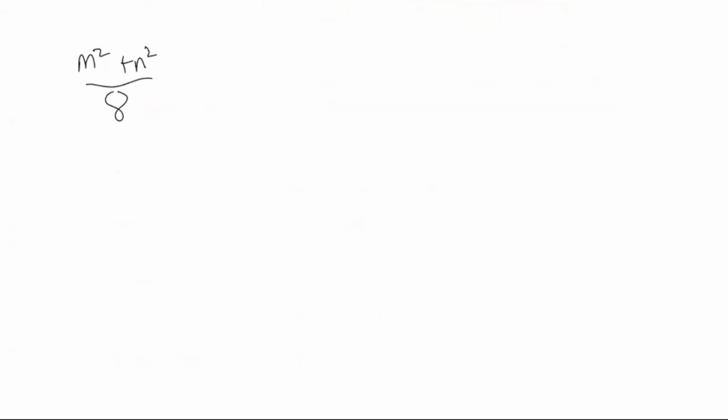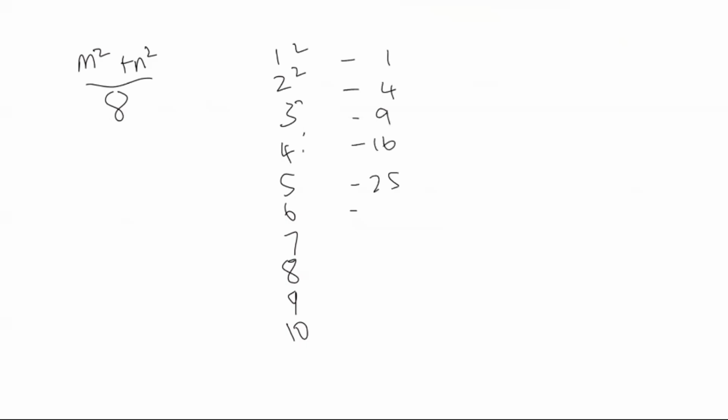First of all, we need to find all the possible remainders that a square has when divided by 8. So let's just list out all our numbers, right? 1, 2, 3, 4, 5, 6, 7, 8, 9, 10. Let's just use the first 10. Now let's square each of these, right? So 1, 4, 9, 16, 25, 36, 49, 64, 81, and 100.